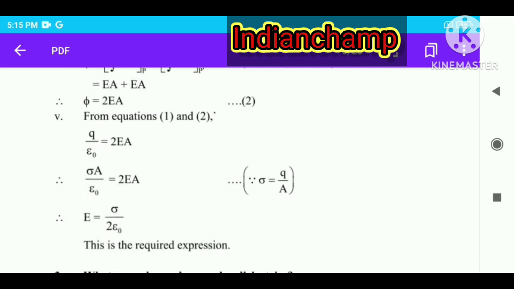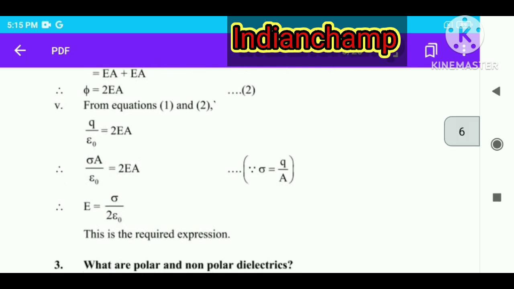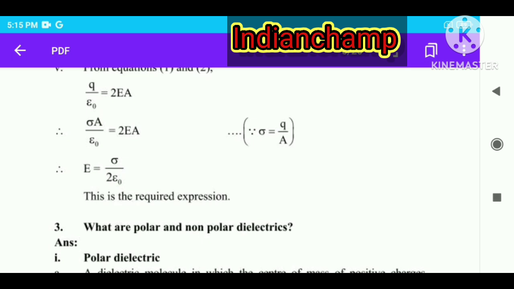Fifth, from equations 1 and 2, Q divided by epsilon 0 is equal to 2EA. Therefore, sigma into A divided by epsilon 0 is equal to 2EA. Therefore, sigma is equal to Q divided by A. Therefore, E is equal to sigma divided by 2 epsilon 0. This is the required expression.